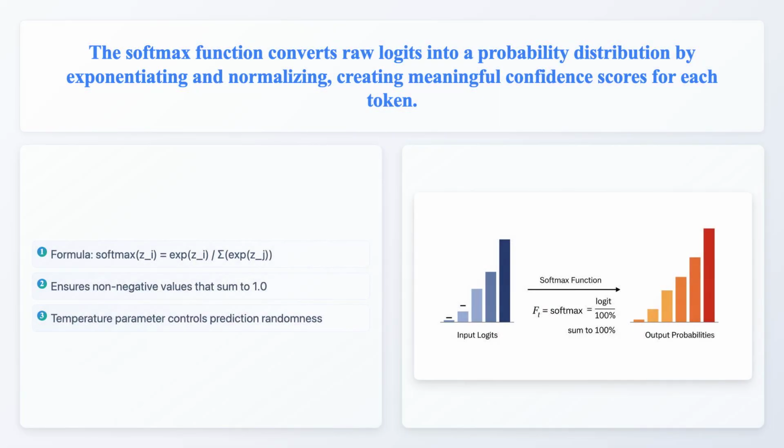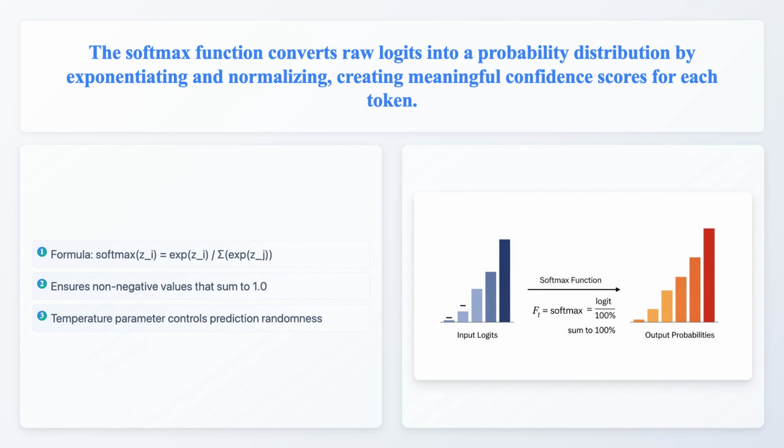Raw logits aren't directly useful. We need probabilities that sum to 1.0 and represent the model's confidence distribution across all possible next tokens. This is where the softmax function performs its final transformation. The softmax formula is softmax(z_i) = exp(z_i) divided by the sum of exp(z_j), where z_i is the logit for token i and the denominator sums over all tokens in the vocabulary.